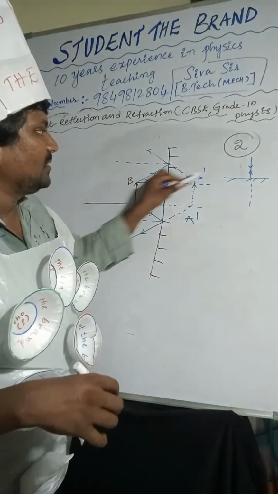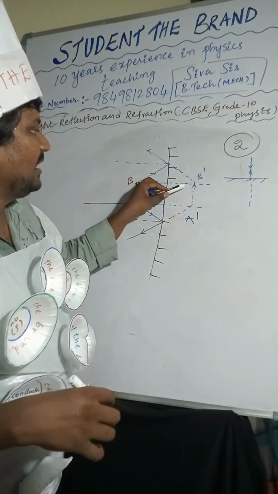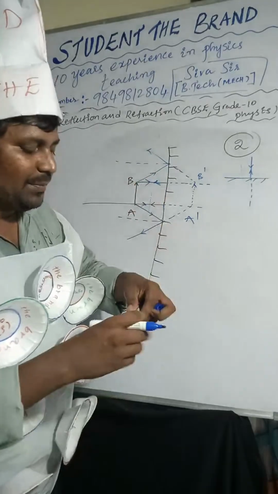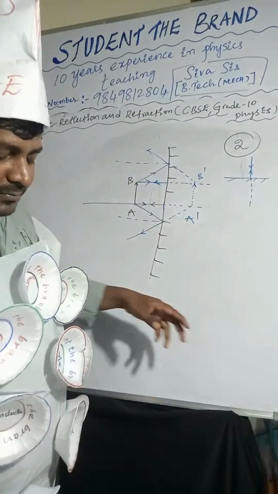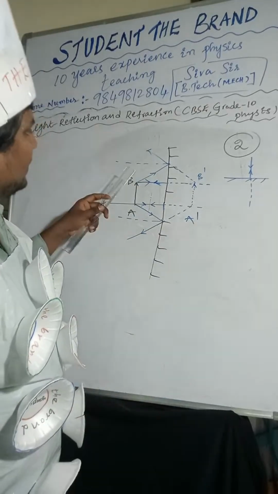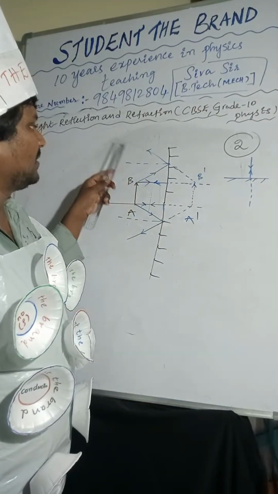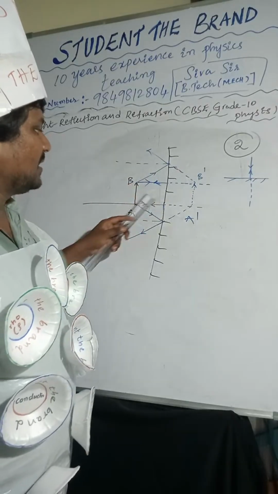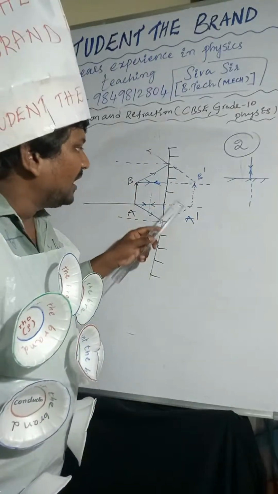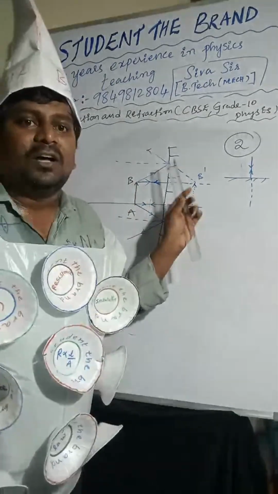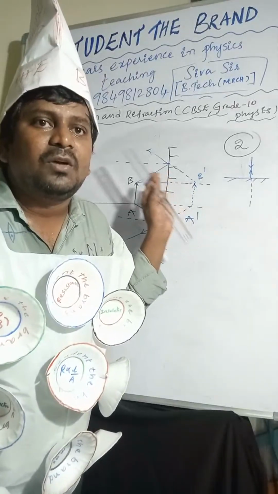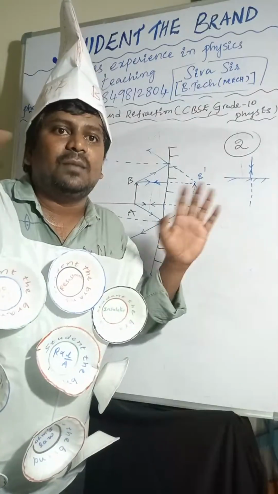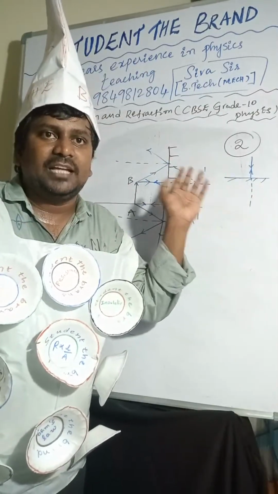One light ray I am taking along the normal line, so it passes. If you extend the reflected light ray, here it will meet. And this is the reflected ray, so it will reflect. Incident ray, reflected ray, and you extend the reflected light ray. Here also reflected light ray, here also reflected light ray. So their image will form. What type of image will form? Virtual image.